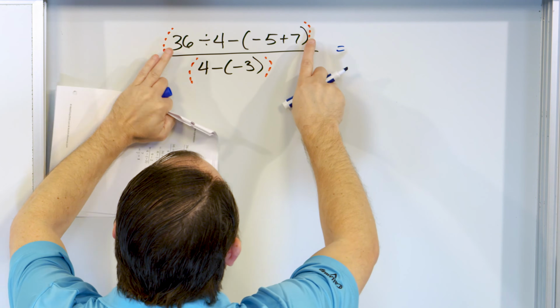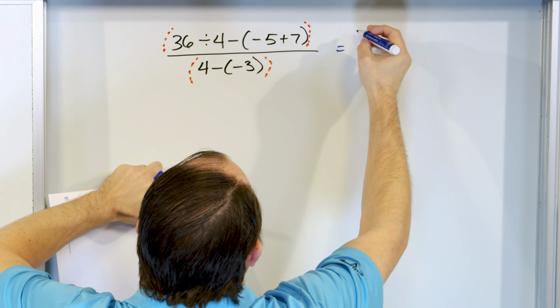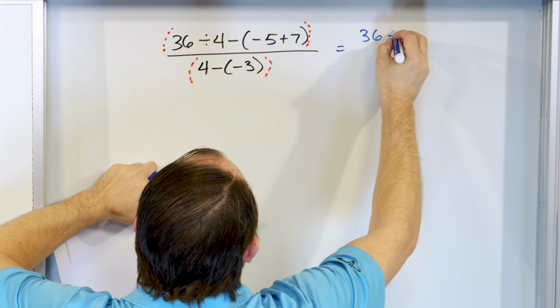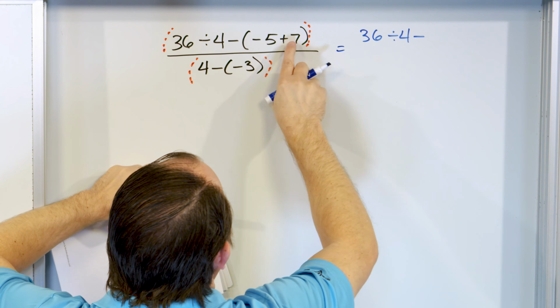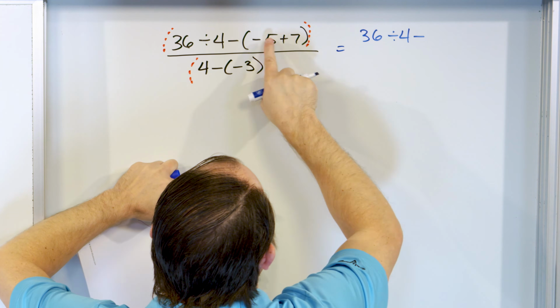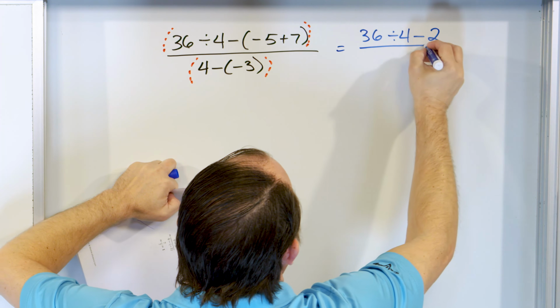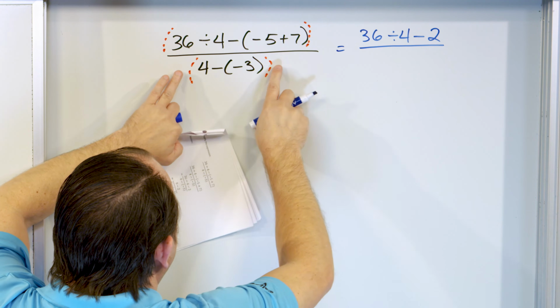So inside this parentheses, we have another set of parentheses. We have to do this first. So I'm just going to rewrite 36 divided by 4 minus, and then what we have in here, negative 5 plus 7, that's just 2. So this calculates to 2, so then I can drop the parentheses. And in the bottom, I have an invisible set of parentheses.